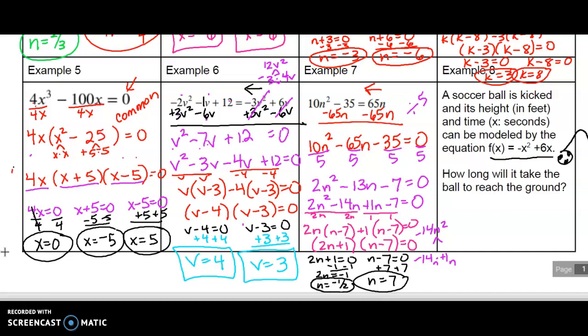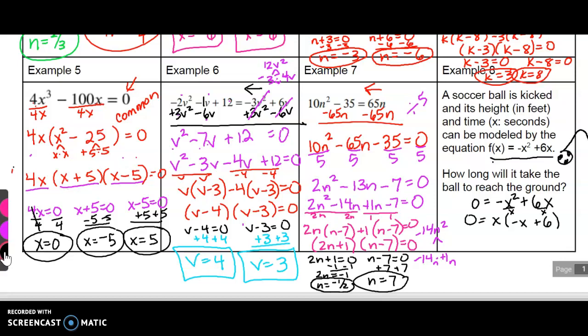So f of x is our height, and so we want to know when will 0 equal negative x squared plus 6x? Well, we want to do factoring. Both of these, there's two terms, they have something in common. We can take out an x. So if I take an x out by dividing, I'm left with negative x plus 6.